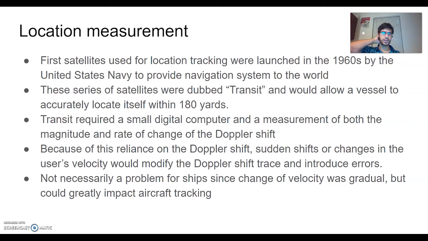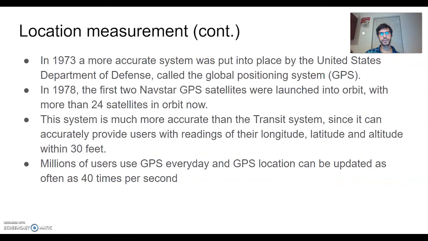But if the system using the Transit system, such as a plane, had a very high increase or decrease in velocity, it would impact the accuracy of the readings. So many aircraft readings became inaccurate because they would increase their speed or decrease their speed extremely quickly.